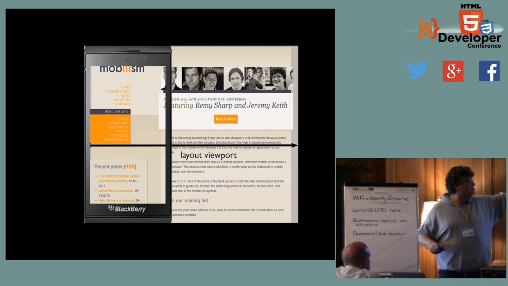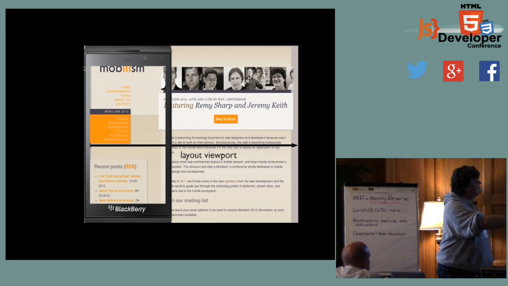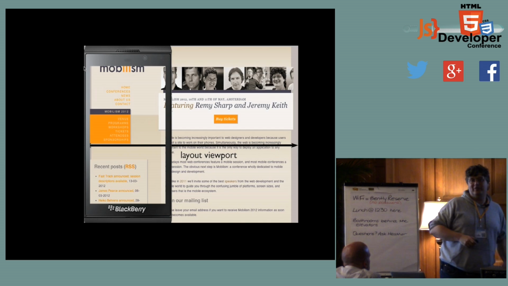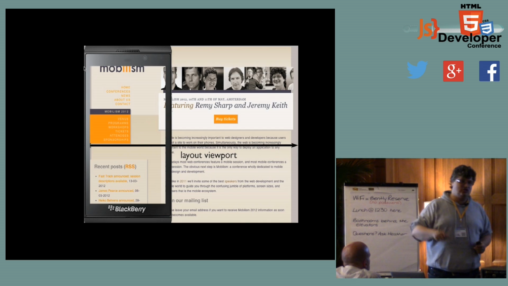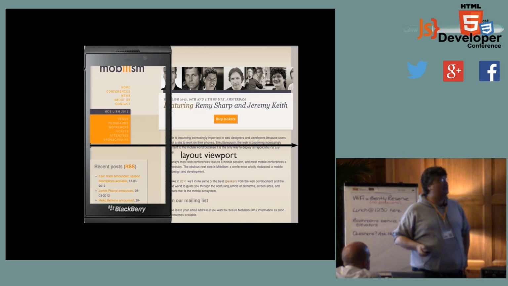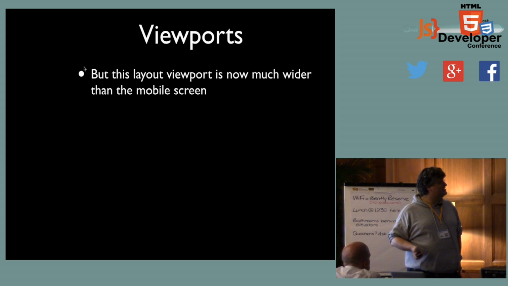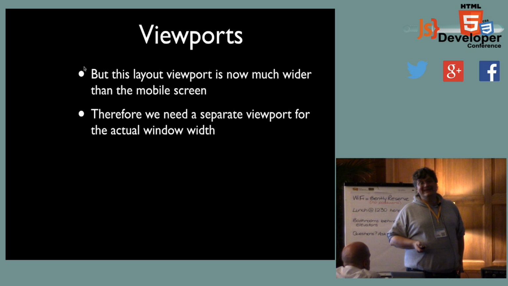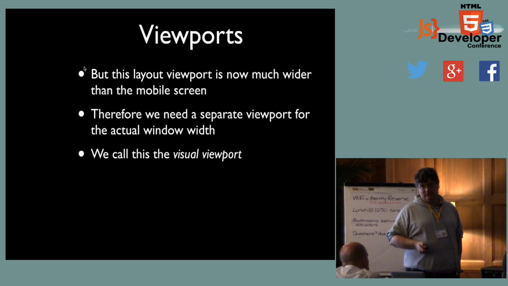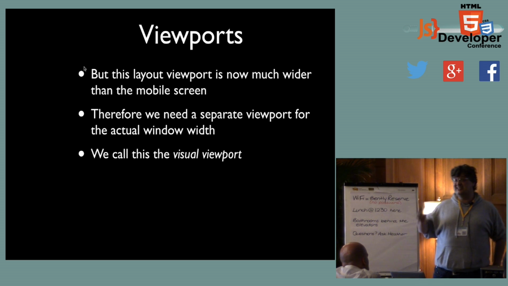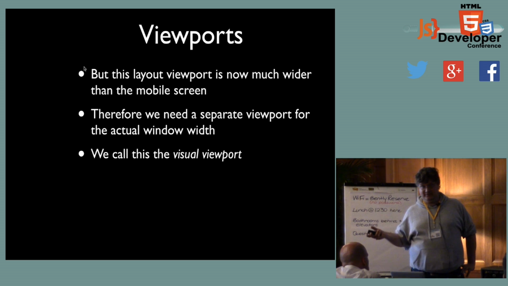The user doesn't see all of this, right? The user only sees this part of the site. That's how mobile works. And then he pans and zooms and does whatever is necessary. But we still need a way of figuring out how much the user is seeing, which means we need a separate viewport for that. And that's called the visual viewport. The visual viewport is what you are currently seeing on the device screen.